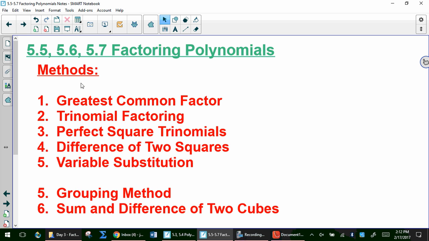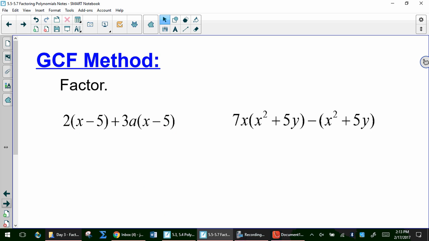All right, so methods that we had for factoring. We have 2 more factoring methods that we're going to look at today, or maybe next class as well. Okay. So we have done the greatest common factor, trinomial factoring, perfect square trinomials, difference of 2 squares, variable substitution, and then we need to still look at grouping method and the sum and difference of 2 cubes.